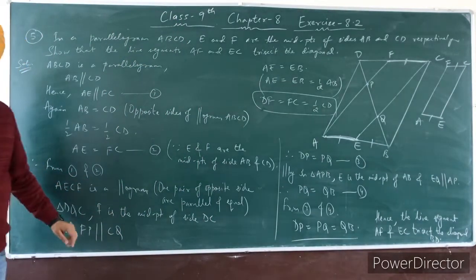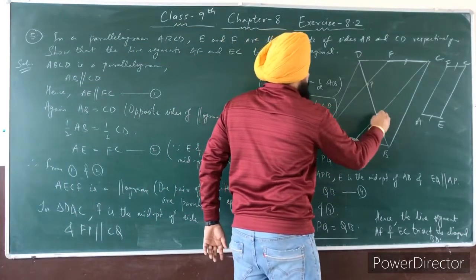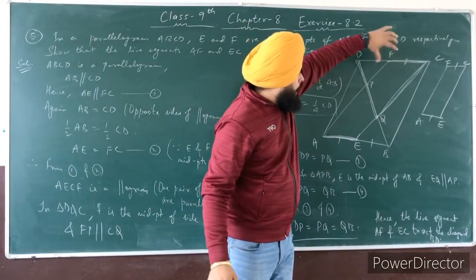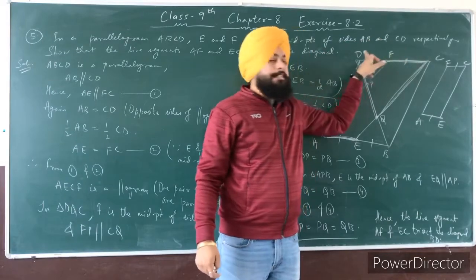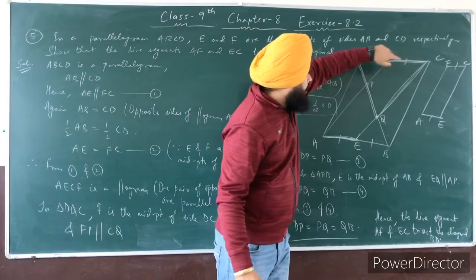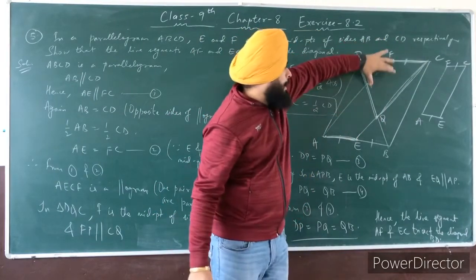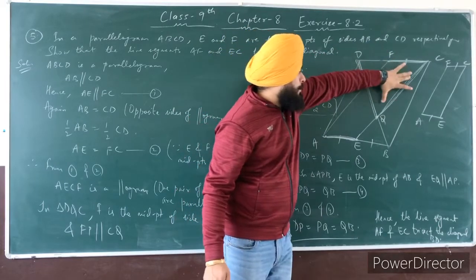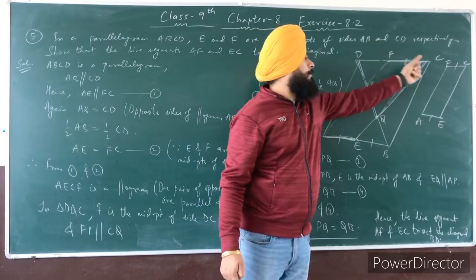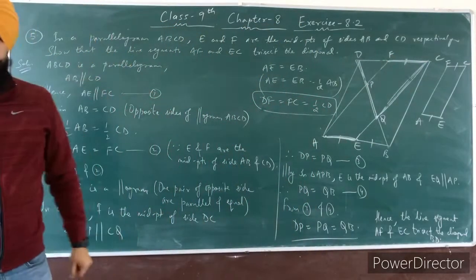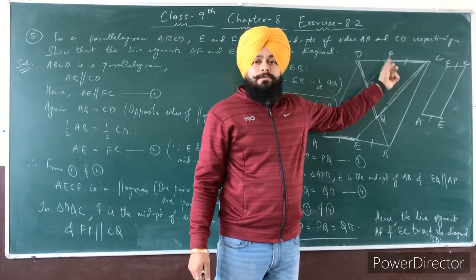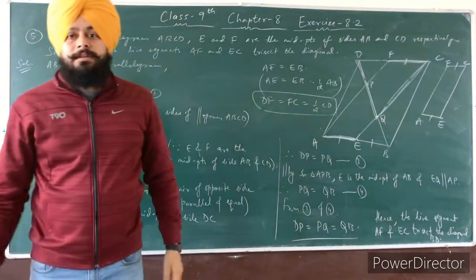Now take triangle DQC. In this triangle, we know that F is the midpoint of side CD and FP is parallel to CQ. Why? Because we already proved that this is a parallelogram. FP is part of side AF and CQ is part of side CE. So FP is parallel to CQ and F is the midpoint of side DC. From the converse of the midpoint theorem, if a line is drawn through the midpoint of one side of a triangle parallel to another side, then it bisects the third side.